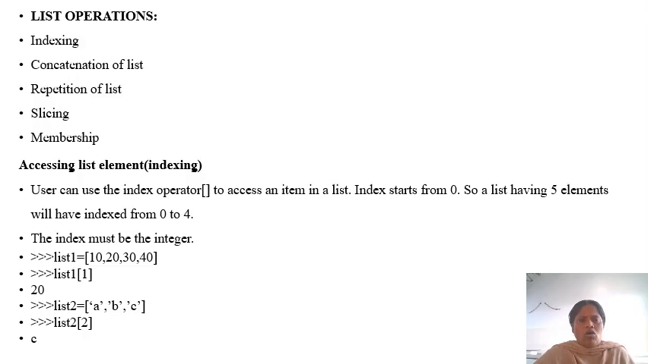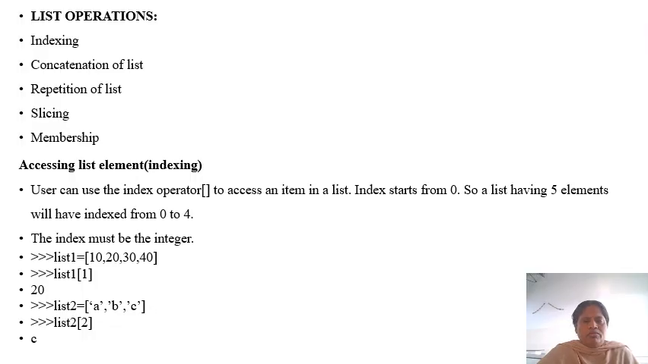Next, what are the operations of a list? There are a number of operations in a list. Why do we need operations? When we manipulate the list, whatever we require, we have to implement that operation. So here are some list operations: indexing, concatenation of a list, repetition of a list, slicing, and membership.